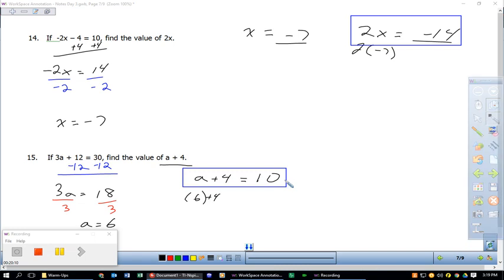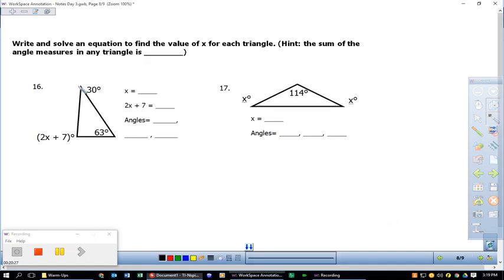Okay, that's good. All right, next we have 16 and 17. We have two triangles. Write and solve an equation to find the values of x for each triangle. Hint, the sum of the angle measures in any triangle is 180 degrees. So that means if we add these three angles up, we should get 180.